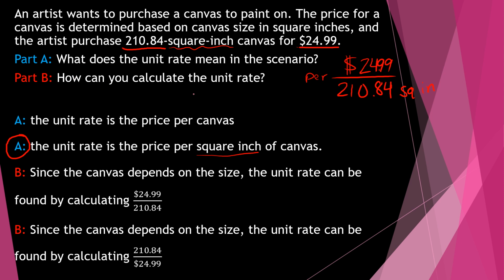Now for part B, it wants to know how would you calculate the unit rate? Well, we already know that money has to go on top, so I'm going to pick the option that has money on top of my ratio and make sure that the numbers are the same from the problem.